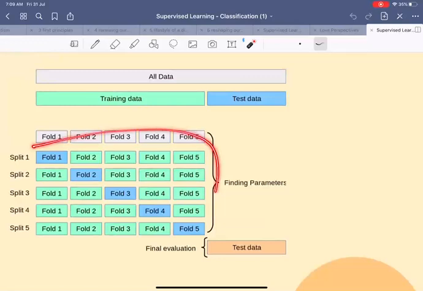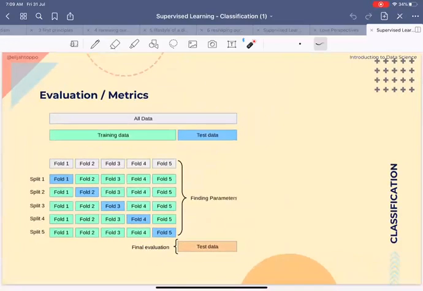The purpose of all of this is to be able to find parameters, and also hyperparameters. Finding parameters is basically training your model. Once you have trained your model, you will then use that model to evaluate on the remaining test data, and you'll get the answer of that. So this would be the strategy for cross validation.